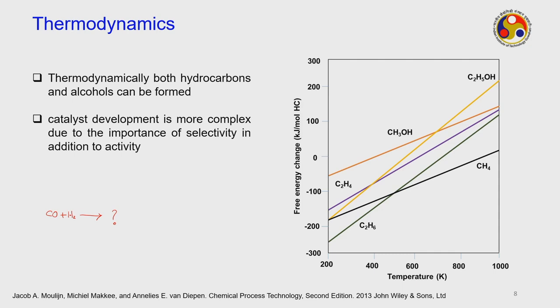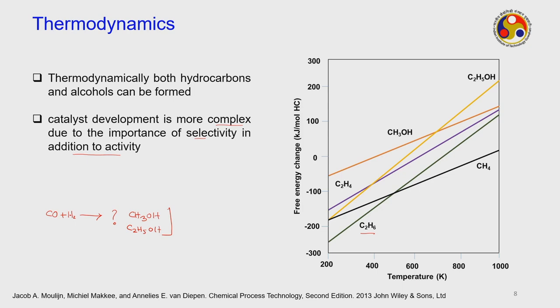So, it means conversion of syngas to methanol or ethanol, as dictated by thermodynamics, is easier compared to alkanes. So, catalyst development is a very significant step, due to the importance of selectivity in addition to activity. We can get methanol alcohol very easily, but we do not want that. We want these products, the methane, ethane. For ethane and higher molecular chains, the free energy is more. If the free energy is more, they are more difficult to form. So, you need a specific catalyst.